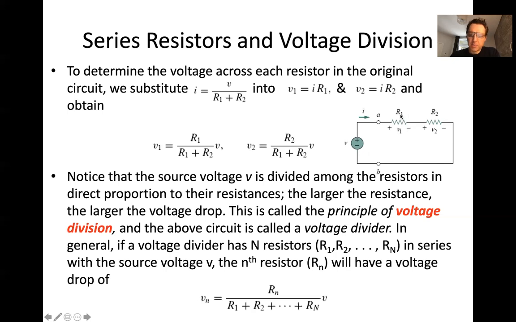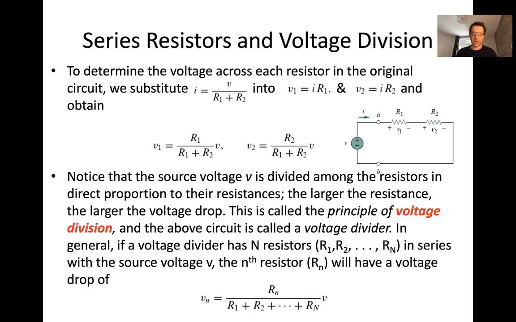And so, for example, if R1, well, let's take the simplest case. If R1 is equal to R2, then V1 is half of V and V2 is half of V. But if R1 is, let's say, 3 and R2 is 2, so we have 3/5 and 2/5, then V1 is going to be 60% of V and V2 is going to be 40% of V.